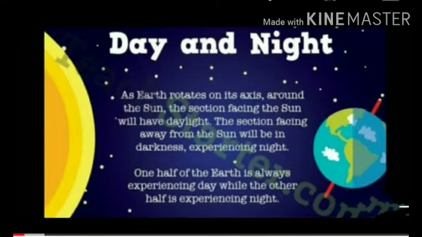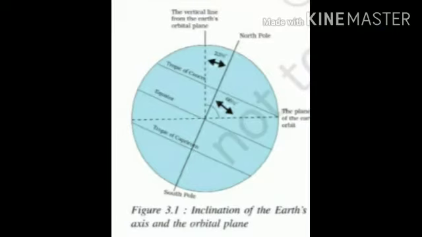Now you can see on your screens day and night. You can see the globe, the Earth, on an axis rotating, and as the Earth rotates on its axis around the Sun, the section facing the Sun will have daylight and the section facing away from the Sun will be in darkness, experiencing night. One half of the Earth is always experiencing day while the other half experiences night. This picture is showing both day and night.